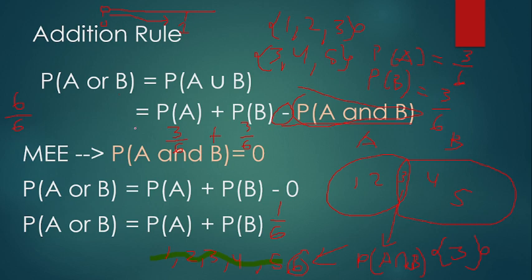Now, from the formula, 3/6 plus 3/6, that is 6/6. But you need to subtract 1/6, okay? So we know 6/6 minus 1/6, and what's the final answer? 5/6, right? So this is the final answer. That is the probability. Alright, so let's double check if 5/6 is correct, po?